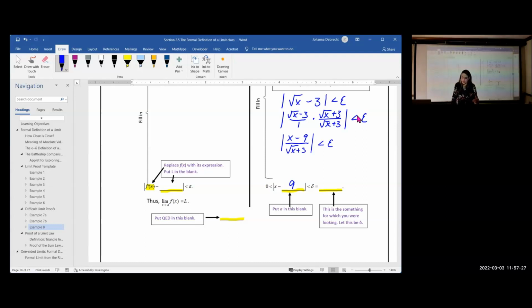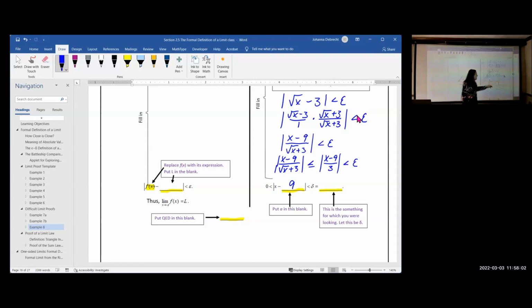So if the smallest denominator is going to be 3, then I know that I can write this expression right here, the absolute value of x minus 9 over the square root of x plus 3, has to be less than or equal to the absolute value of x minus 9 divided by 3. And I want this to be less than epsilon, right? So since I want it to be less than epsilon, do you see what's coming?